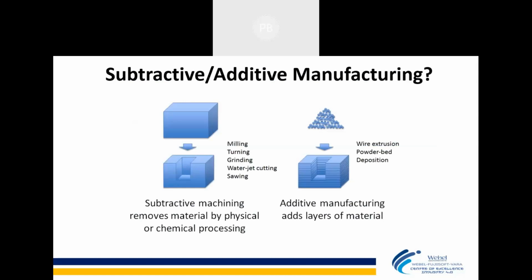You have explained it perfectly, in the right way. So subtractive manufacturing removes material by physical or chemical processes, and there are different kinds of processes: milling, turning, grinding, water jet, sawing. So there are many levels of processes.